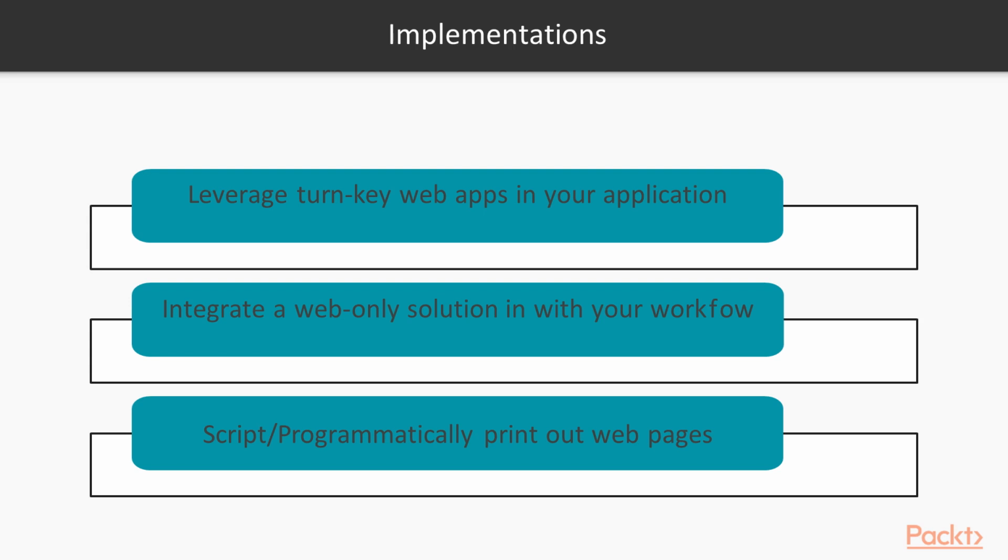Another common example would be if you're building an application for a business and there's a service that's only provided by the web and you want to integrate that service into your application. The last common, but perhaps not talked about frequently, example would be scripting or programmatically printing out web pages.